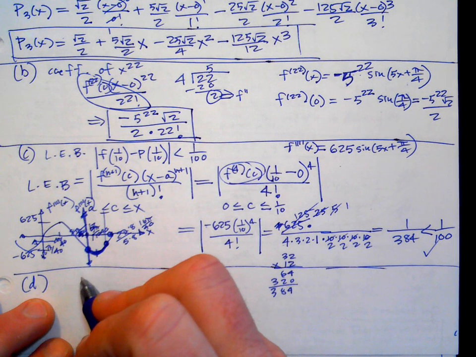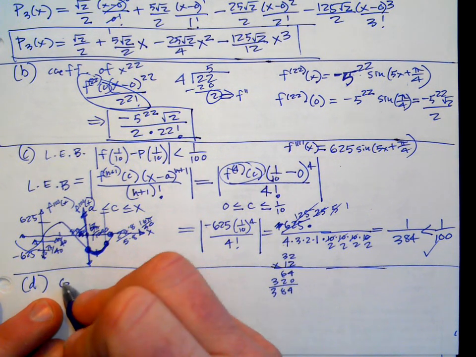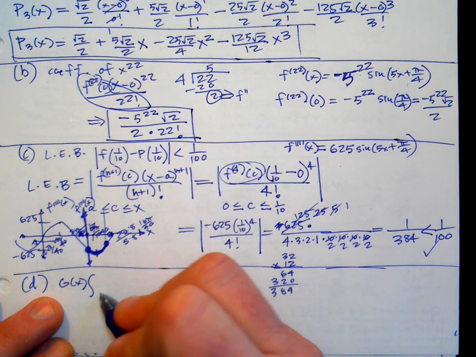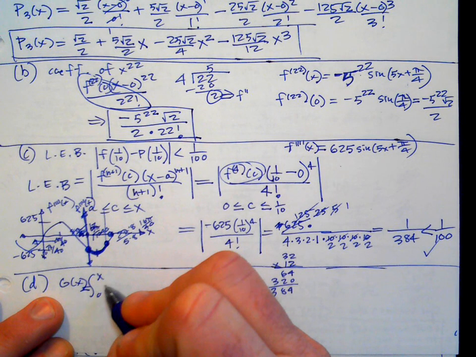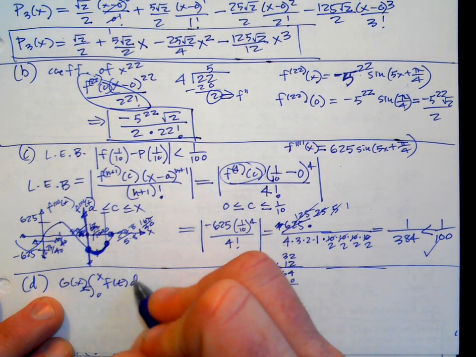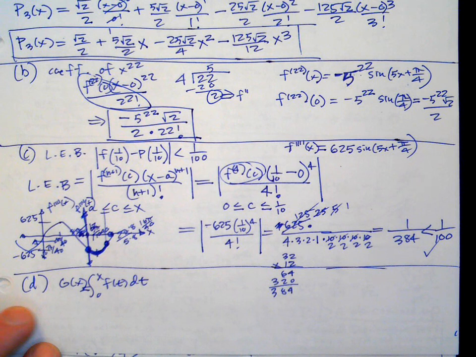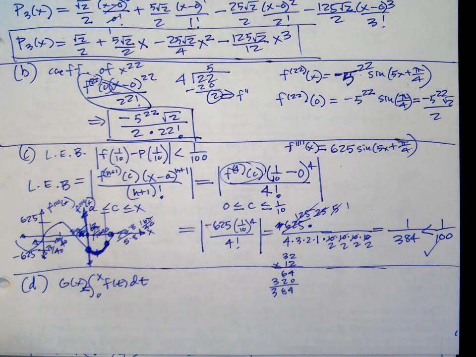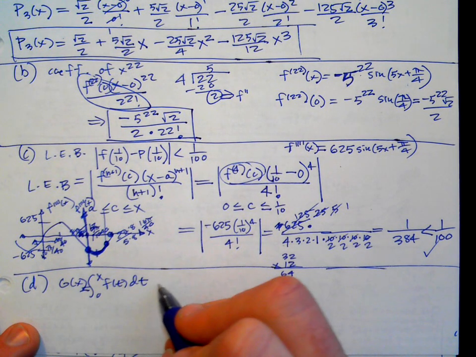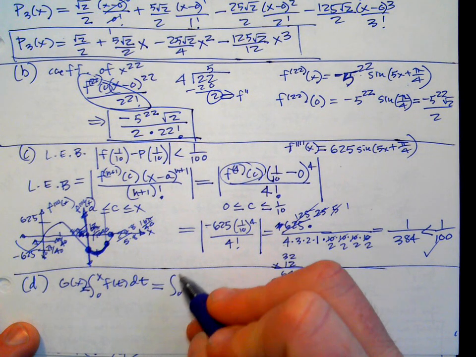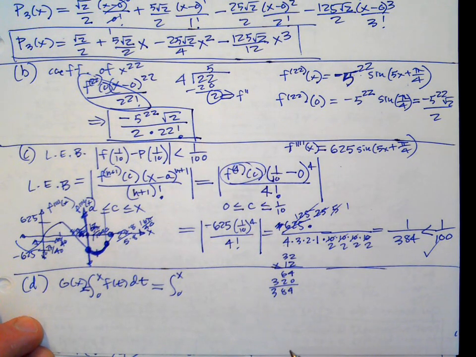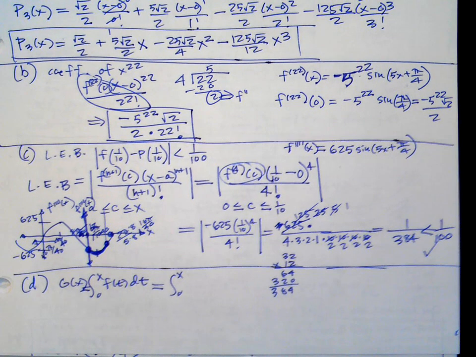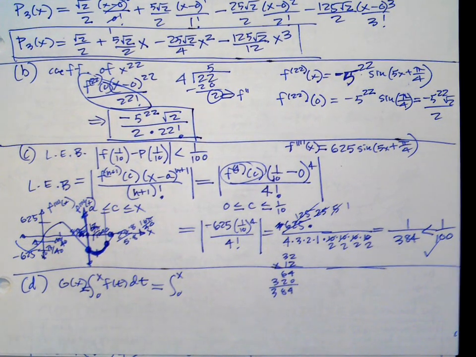Now, part D says, let G be a function that is the integral of our other function from 0 to x of f(t) dt. Write a third degree polynomial for G. So we're going to integrate another function. So let's write the series that we were creating, the Taylor polynomial for this. So we can integrate one Taylor polynomial to get another Taylor polynomial, just like we integrate one series to find another series.